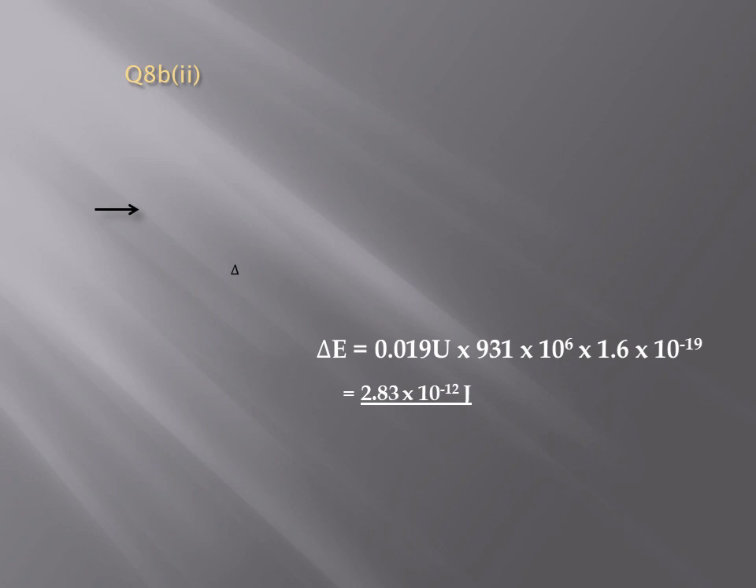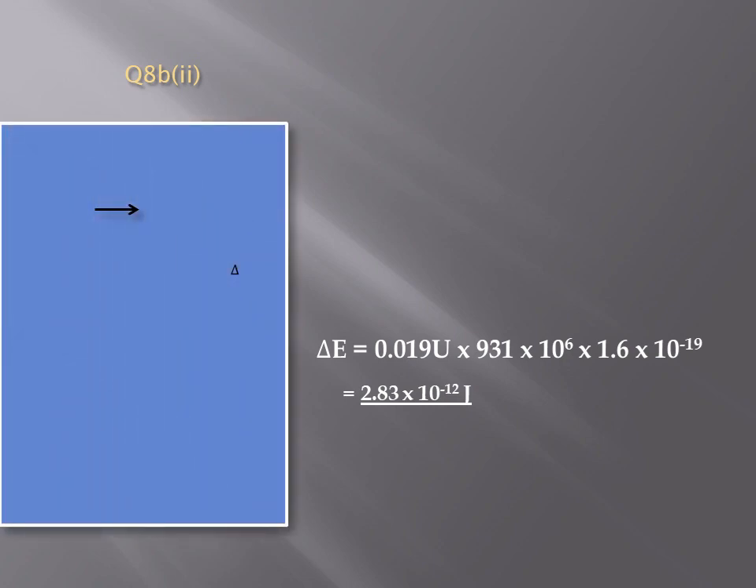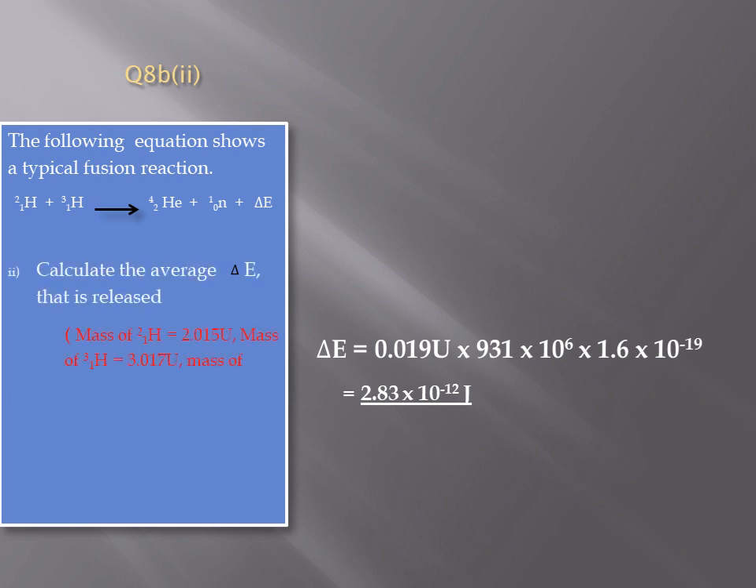Question number 8b, Roman 2. We have an equation which we are asked to compute. It says the following equation shows a typical fusion reaction. We have hydrogen 2 plus hydrogen 3. Hydrogen 2 is called deuterium and hydrogen 3 is called tritium. They fuse together to form helium plus neutron and energy.